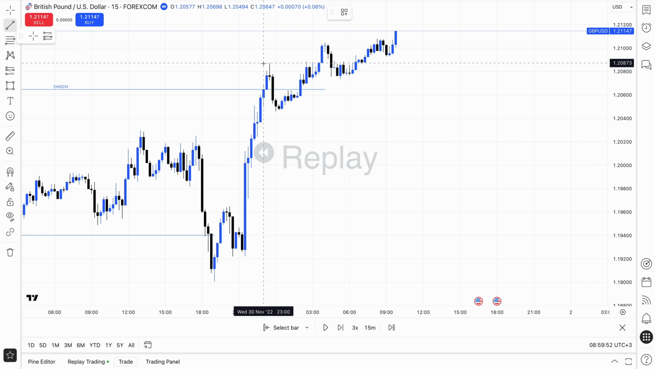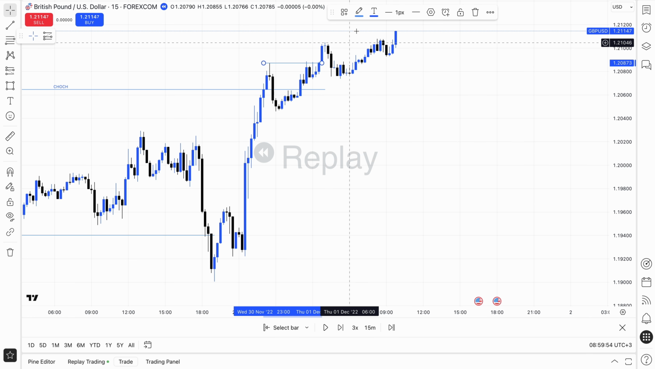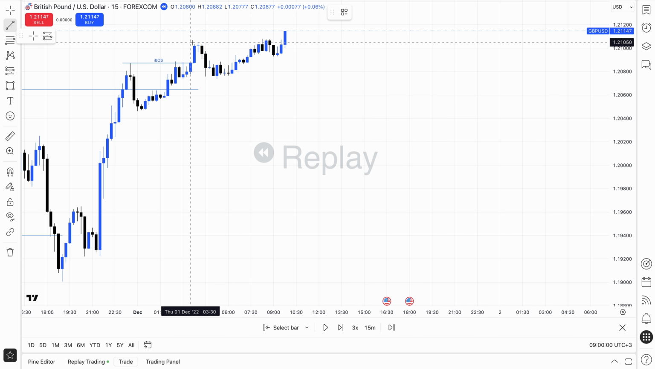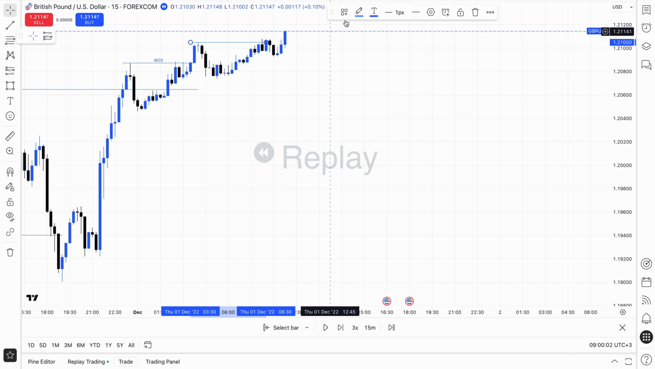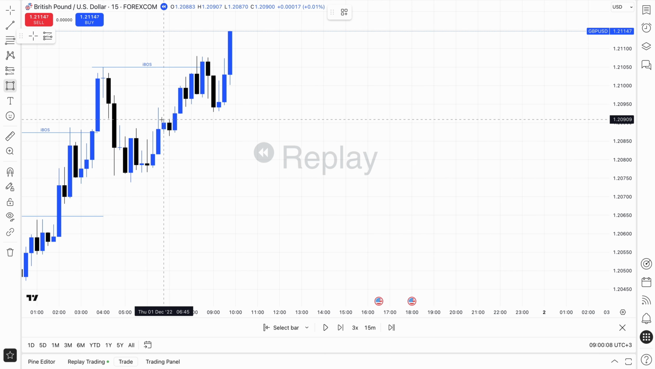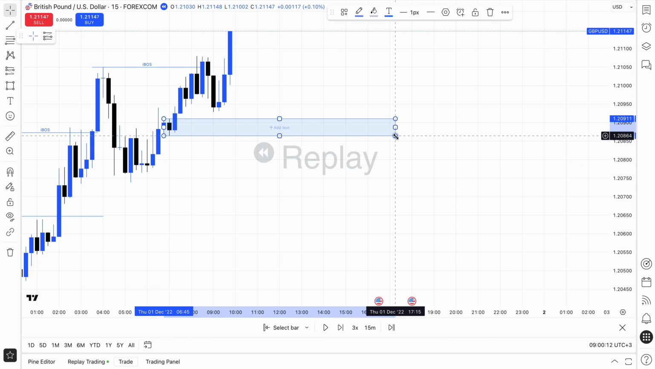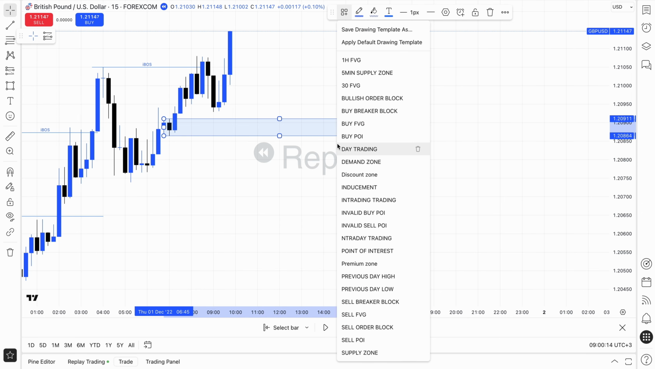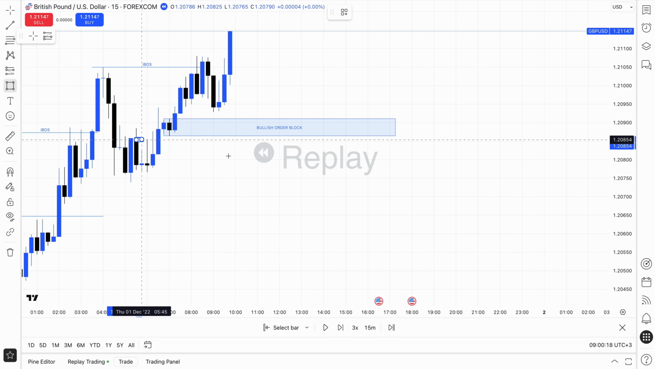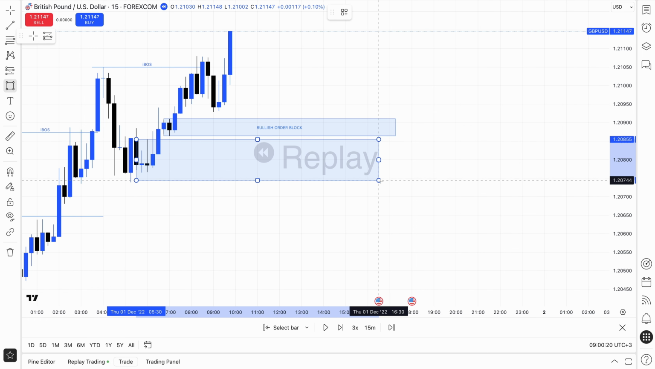Then we had our breakout structure to the upside. Then we had another breakout structure to the upside. Then this is our order block here, our first order block, and our second order block.